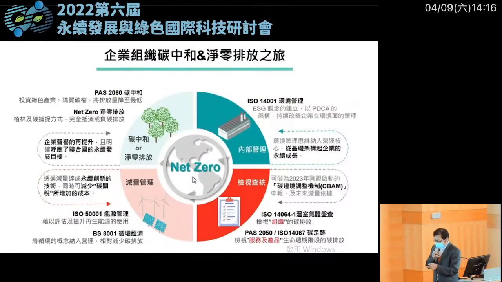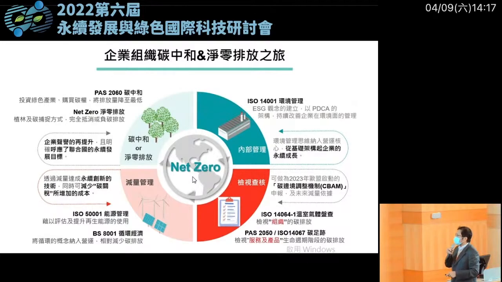I think you can see this figure. This figure is in Chinese, as everyone can understand. So the first step, I can say, is environment management. If you check the international standard, you can see this one, ISO 14001. I think this is the first step. Everyone needs to do it.